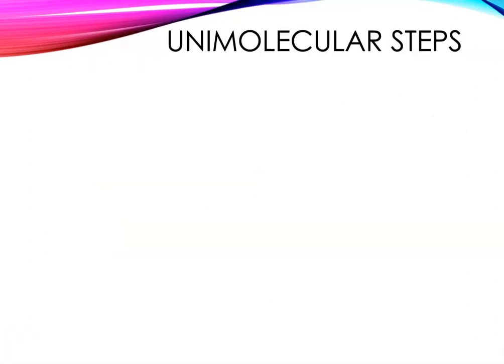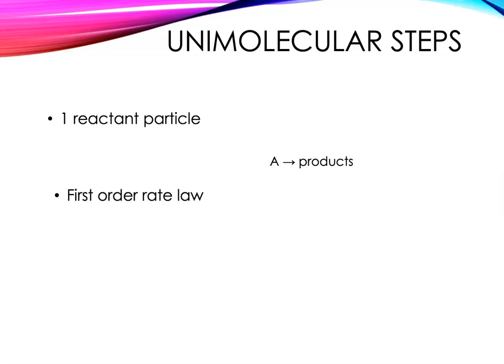So let's talk about unimolecular steps. Now, a unimolecular step, right, that prefix uni means one. So a unimolecular step involves only one reactant particle. Maybe reactant A makes products. I don't even care what the products are. All that matters is that there's only one reactant particle in the elementary step. And because we can write rate laws directly from the reactants in an elementary step, it's a first order rate law. The rate is equal to the rate constant k times A raised to the first power, right? It's a first order rate law because it's a unimolecular step.